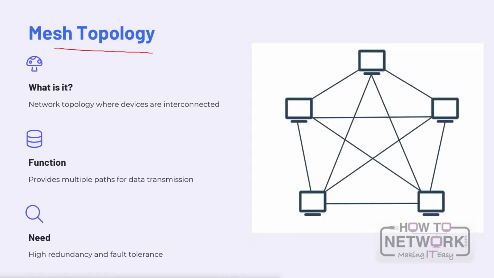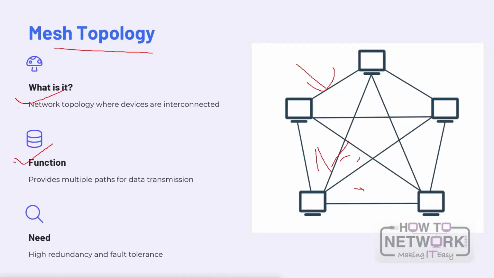So the first topic is mesh topology. A mesh topology is a network configuration where every device is directly connected to every other device in the network. This creates a highly interconnected system with multiple paths for data transmission. In a mesh topology, each device has a dedicated connection to all the other devices, forming a complex web of connections. This approach offers several advantages, making it suitable for applications that prioritize redundancy and fault tolerance.